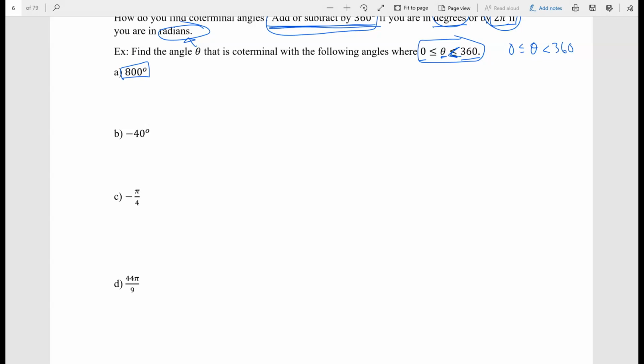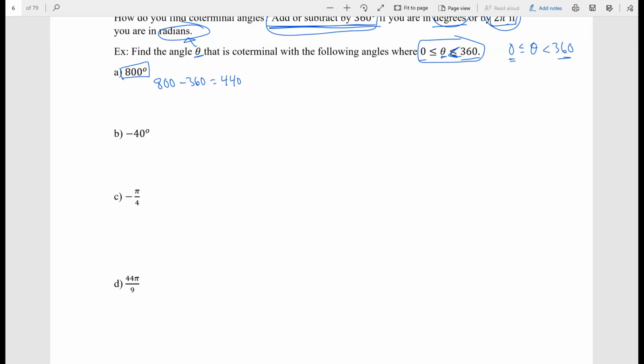So I want an angle theta that has the same initial side and the same terminal side as 800, but it has to lie between 0 and 360 degrees. Here, 800 is way too much, so we need to subtract 360 degrees. Let's go to our calculator and take 800 and subtract 360. I'm going to get 440.